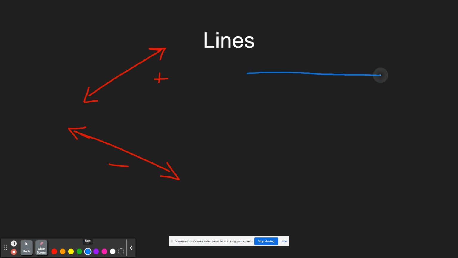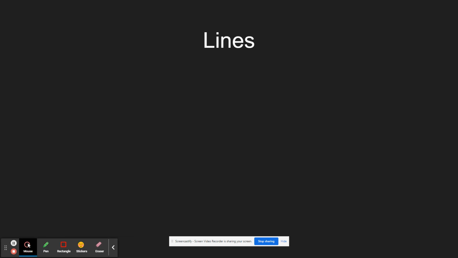This line is neither positive nor negative, but I could walk on it. So that has a slope of zero. And this line is neither positive nor negative, but I could not walk on it. And this has an undefined slope. And that'll make more sense to you as you get learning. There's no room in 5 minute lessons for that type of stuff.